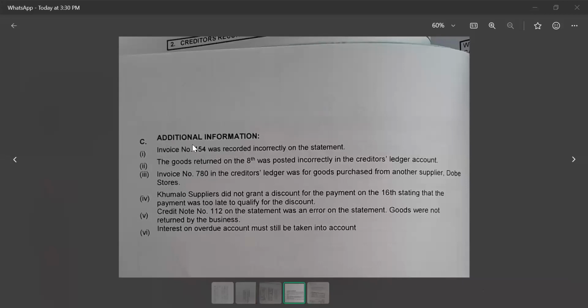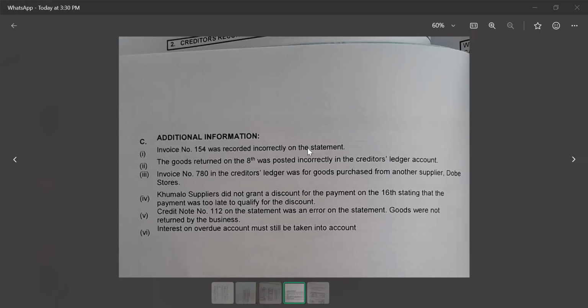It is Roman 4. All right, let's go through each one of them so that we have a complete assessment. Look at invoice number 154. It was recorded incorrectly on the statement, meaning the right amount was not recorded on the creditors. Does that affect your creditors ledger? No, it doesn't. But it affects what now? The creditor statement. Yes, it affects the creditor statement.